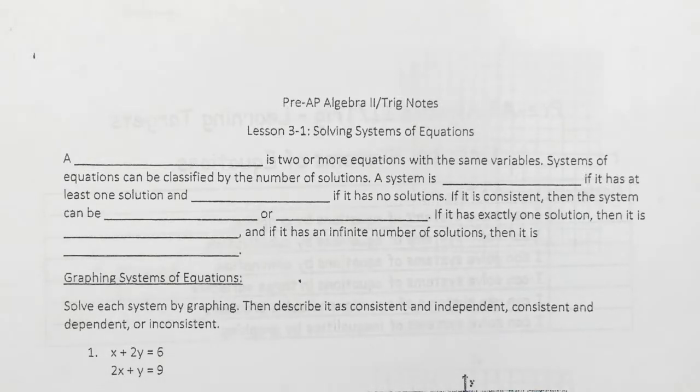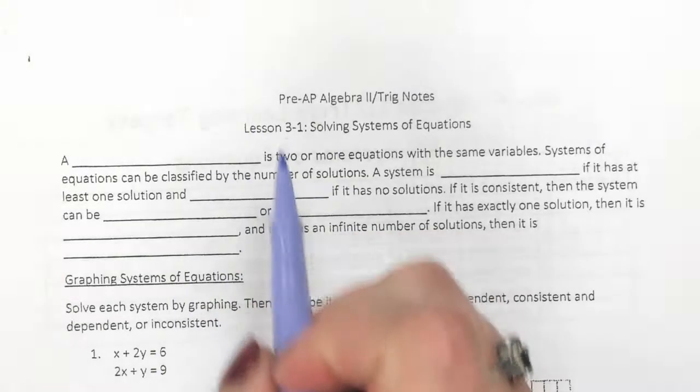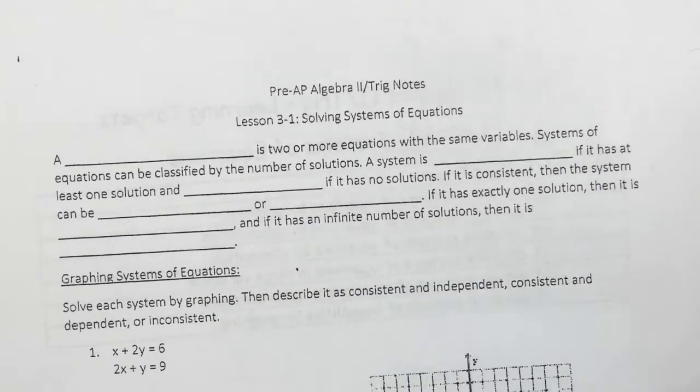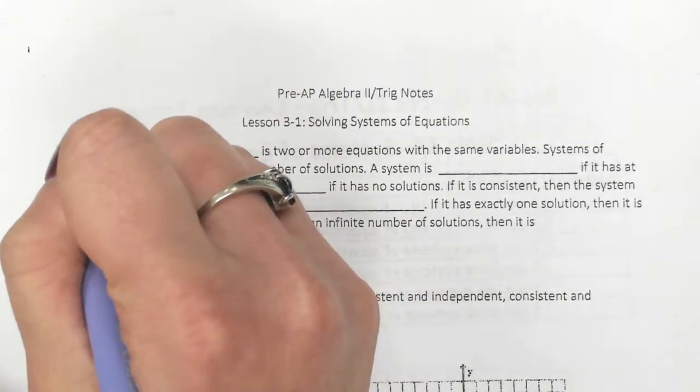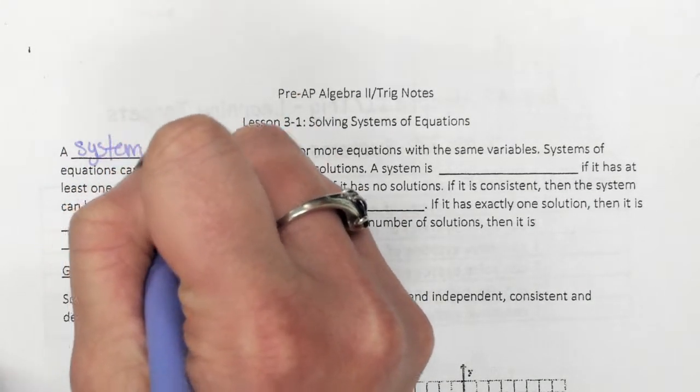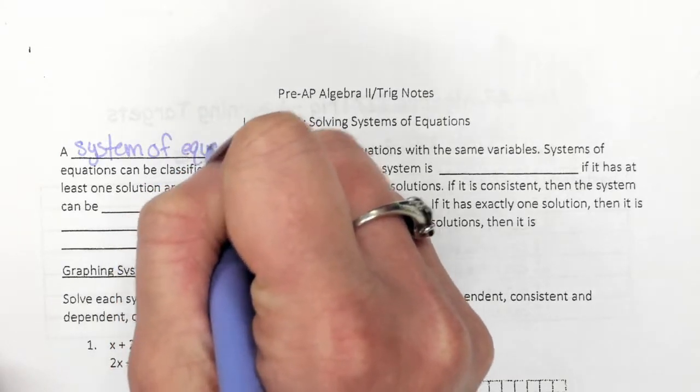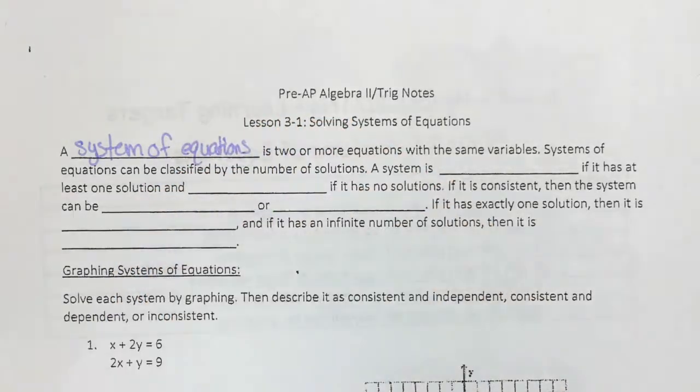Stop it. All right. So, what has 2 or more equations with the same variable? What's it called? Equation. What kind of equation? A system. System. There you go. All you gotta do is read the title. It's always in the title. All right, but this is different. So you got a system can be classified by the number of solutions, and there are 3 different types.